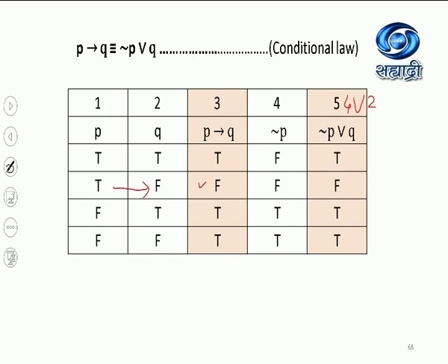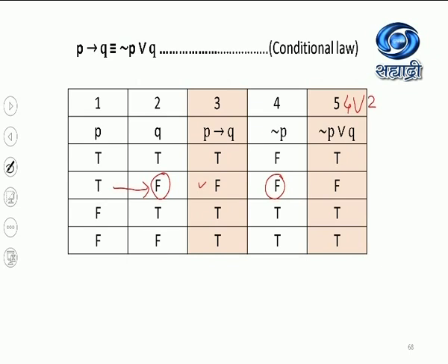Negation P or Q: F or T, F or F. So only F or F is F. Here in the first row it is F or T, which is T. Only F or F is F. All others you can see are T. Now, I have combined the two truth tables into one.